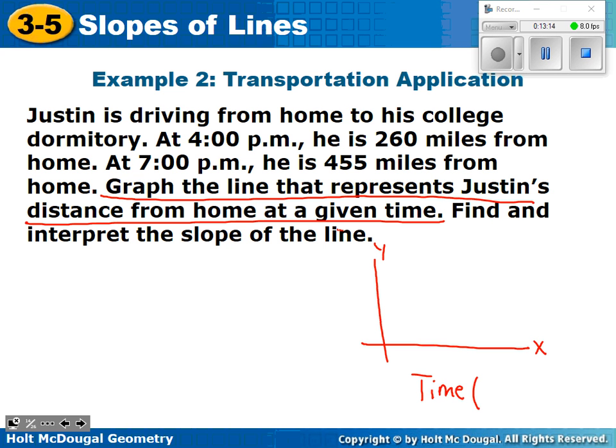And what is our time being measured in? Hours. And then that means the distance should go on the y. And what is the distance being measured in? Miles. So when you do a graph for me, whether or not you were told to do this in Algebra 1 or not, I expect you, if it's a word problem, to label your axes with what they represent. Okay, that's a good thing, good habit to get into.